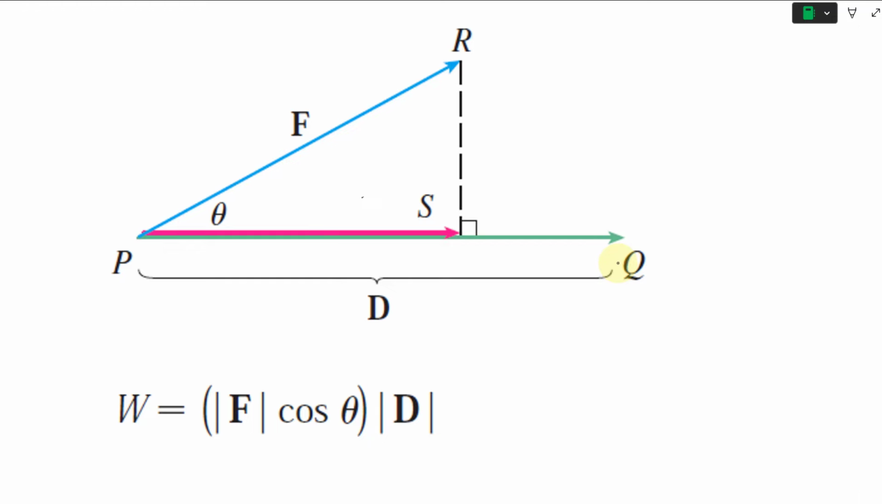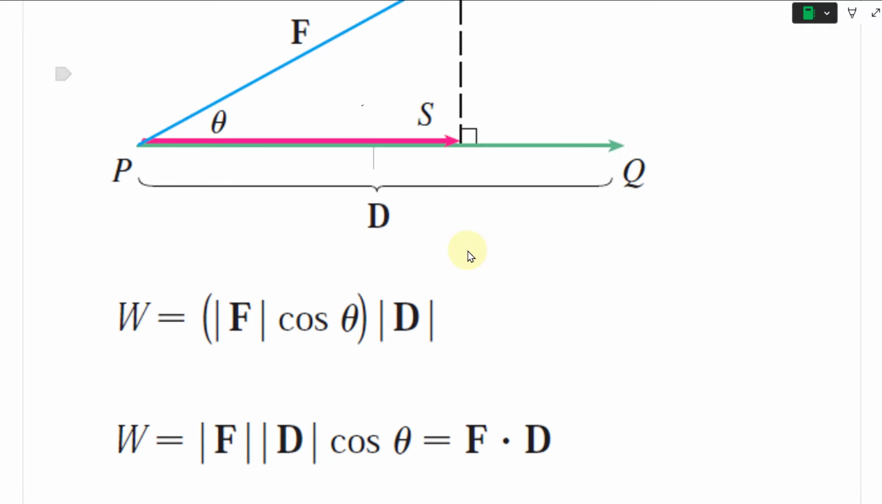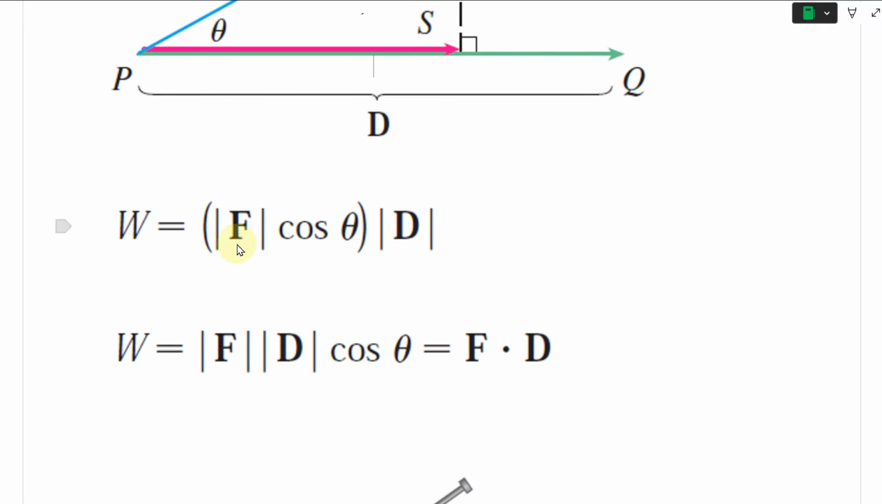Work by definition is just force times distance. But since this force is at an angle, you would take the component that's along the distance times the distance, and you get the formula for work. Then rearrange these together: work equals the magnitude of F, times the magnitude of the distance, times cosine. That's just a dot product.